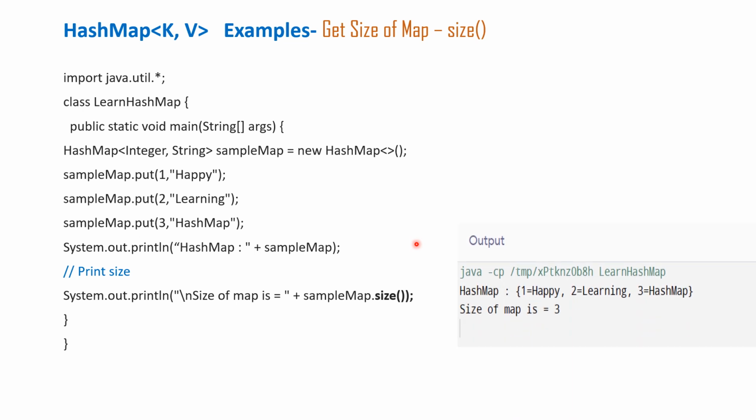So what is the output of this? We have three entries here, right? One happy, two learning, three HashMap. So the size of the map is nothing but 3. This is the output. So we have seen adding elements using the put method and getting the size of the whole map using the size method. Hope this one is clear. Let's move to the next one.